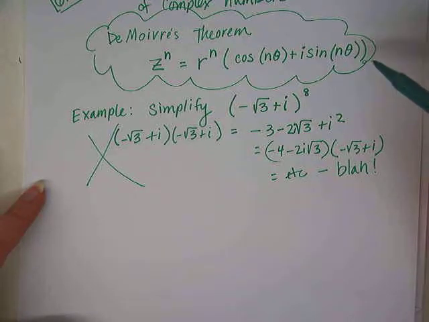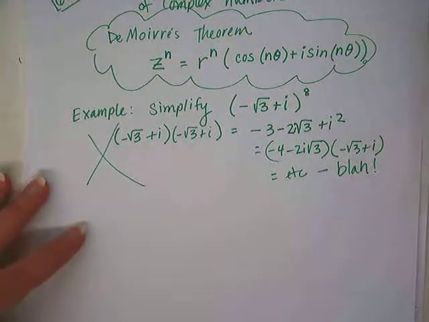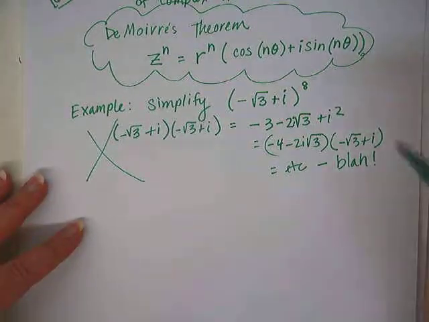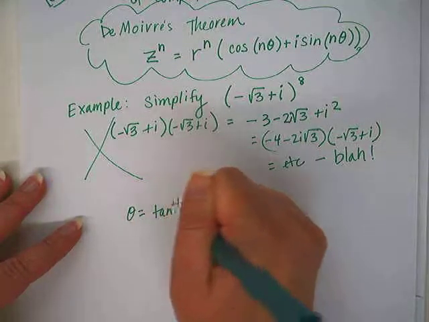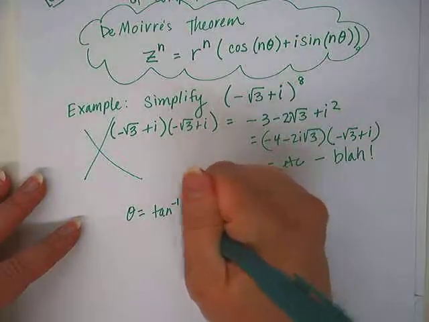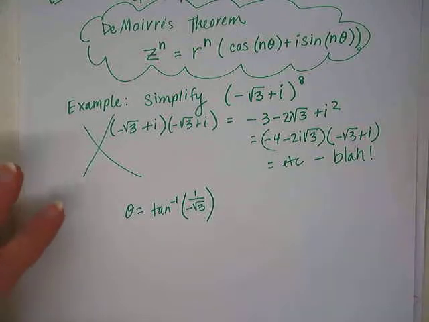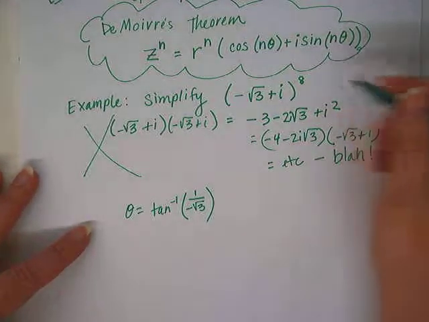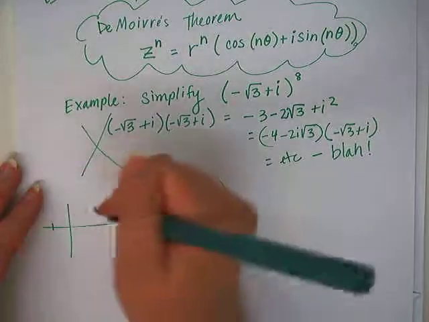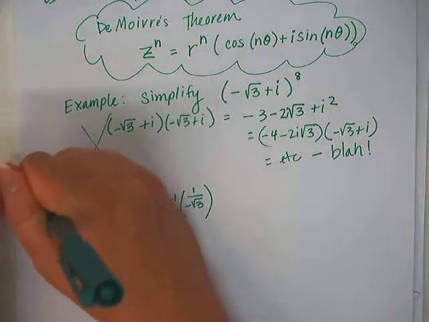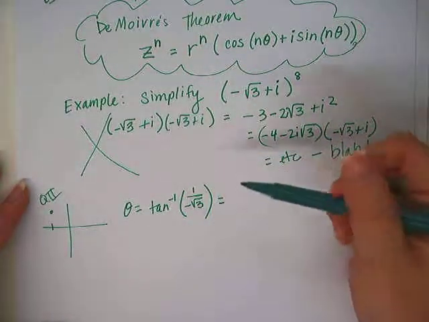The problem with de Moivre's theorem is that it has to be in trig form. Is it in trig form right now? No. So to do trig form, we go inverse tangent of 1 over negative square root of 3. Ooh, this is an exact one that we know. Let's graph this really fast to make sure we're in the correct quadrant. So it would be negative that direction and positive that direction, so quadrant 2.